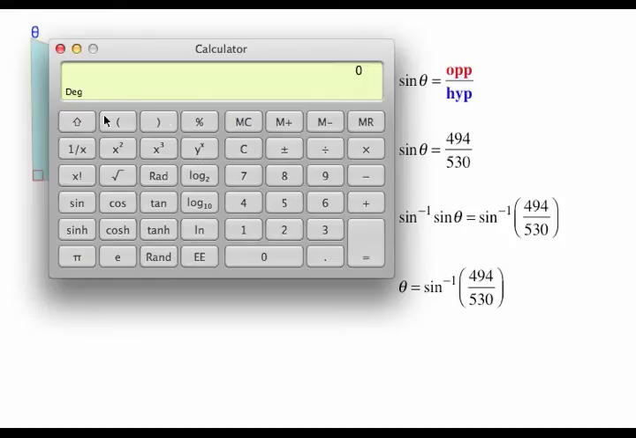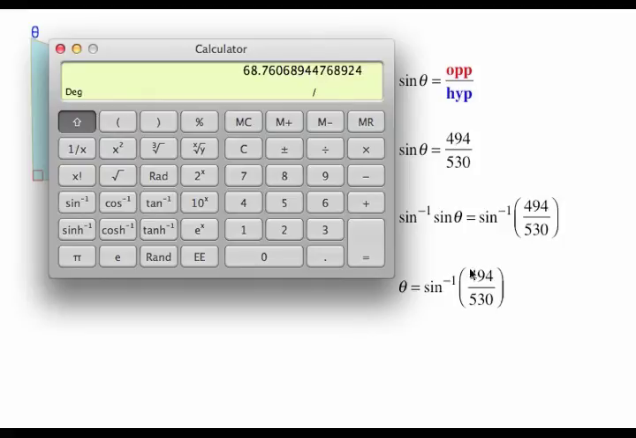So you don't have to use the brackets, but you could. If you're using brackets, you could do 494 divided by 530, and then close the bracket, and then do the inverse sine. So second sine, like that. Okay, and that gives us 68.76068944.